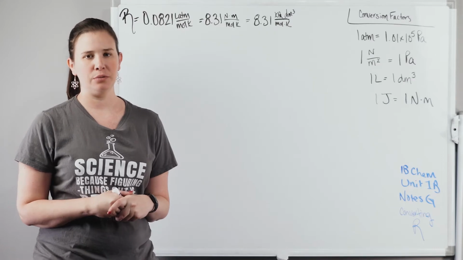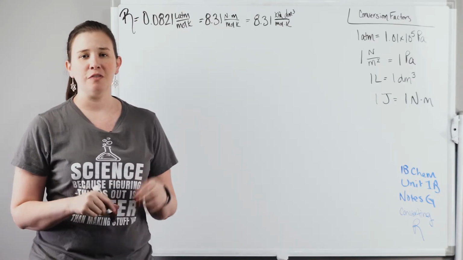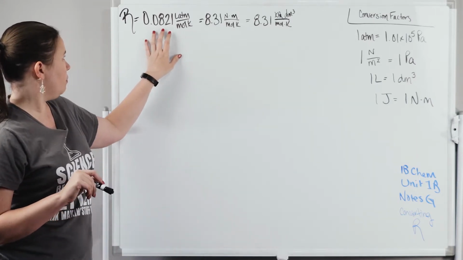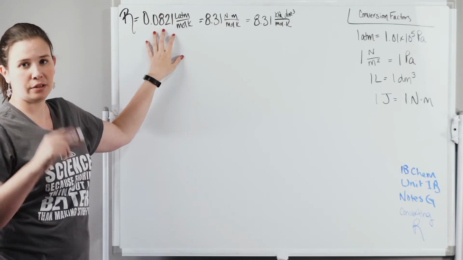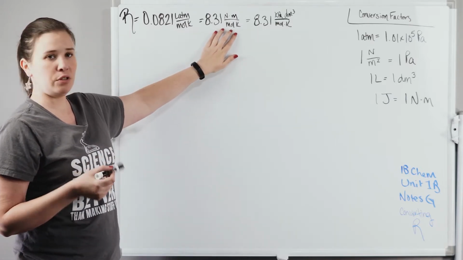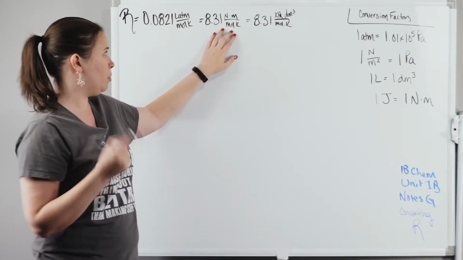Hey there guys, in this video I want to focus on the universal gas law constant. In honors we used it as 0.0821 liter ATM over mole Kelvin. The IB data booklet will give it to you as 8.31 Newton meters per mole Kelvin.